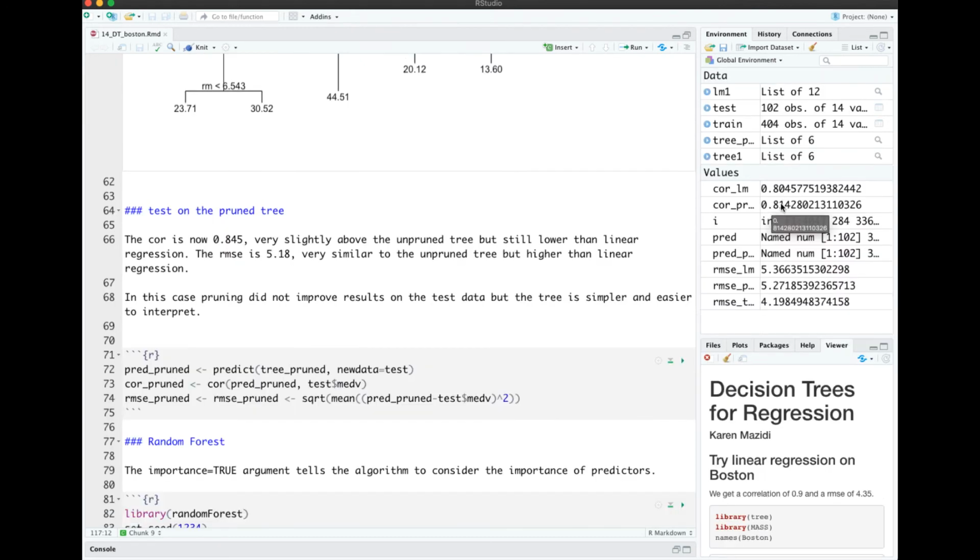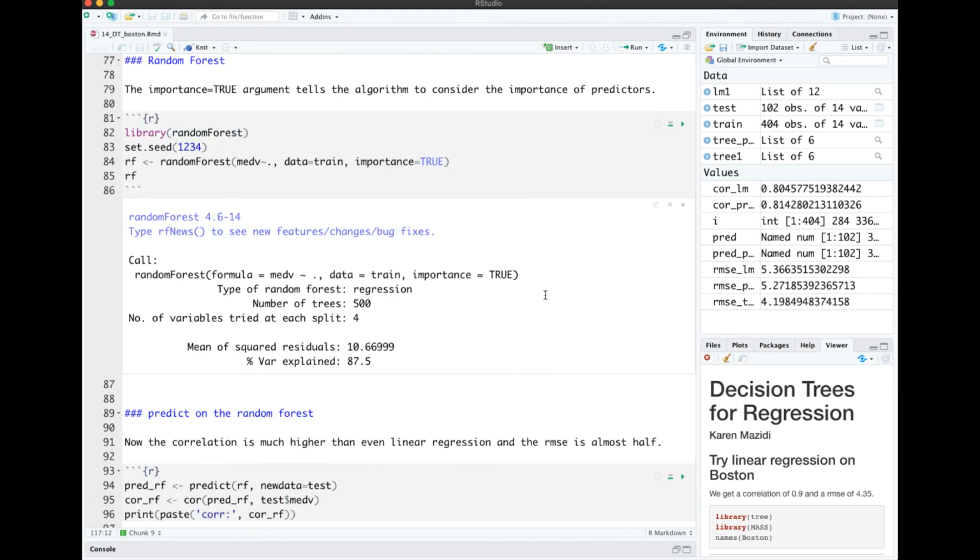When we pruned the tree, the correlation was very slightly higher than for linear regression, and the root mean squared error was slightly lower. So this got slightly better results than the linear regression model. I mentioned earlier that decision trees are highly interpretable, which is their advantage, but they're not the best performing algorithm. Decision trees suffer from high variance.